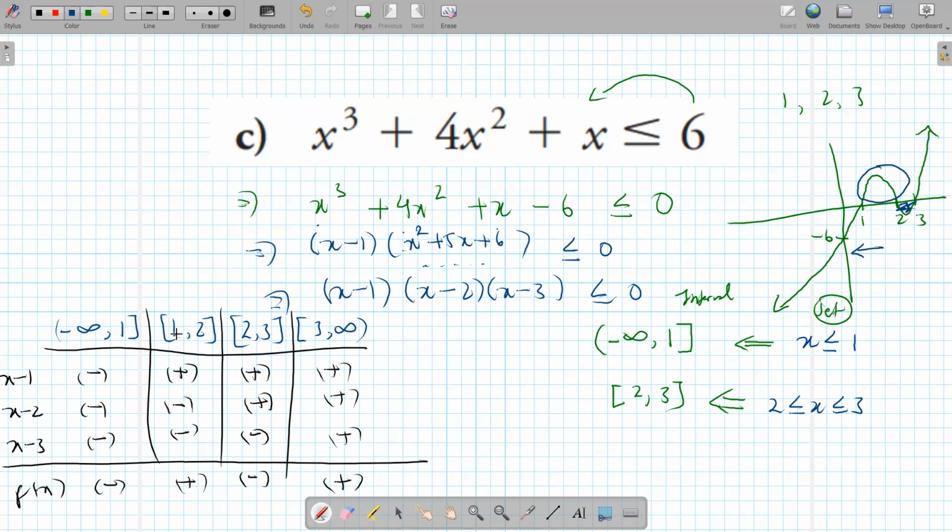Therefore, the answer is between 1 and 2, right? No, we're looking for negative. Sorry, we're not looking for positive. We're looking for less than. So our answer is between negative infinity and 1, which is one of them. Infinity is never inclusive. And then the next answer is between 2 and 3, which is what we had from the graph, if you see.